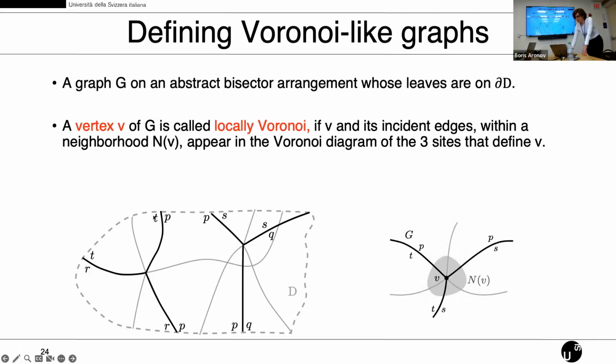So now let me call a vertex v of G locally Voronoi if v and its incident edges, in a neighborhood close to v, appear in a Voronoi diagram of three sites. So the vertex is just a legal vertex in a diagram of three sites.